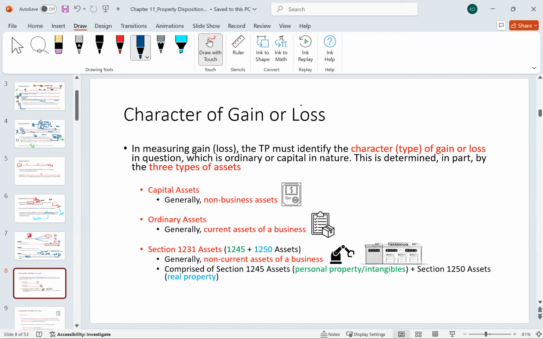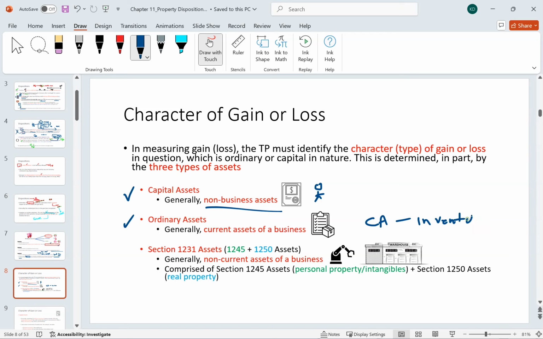All right, so we're talking about a disposition event: amount realized minus adjusted basis. Typically, we're going to be looking at business property, so maybe a Schedule C taxpayer or a partnership, an S corp. When we talk about property, we know that there's generally three types of assets. Capital assets, which are non-business assets. Typically, we think these are just things an individual owns. Typically, you think stock.